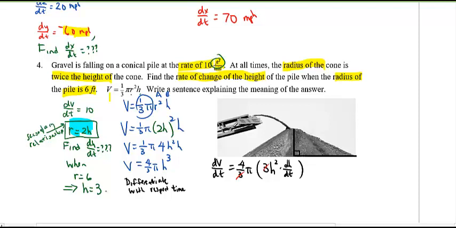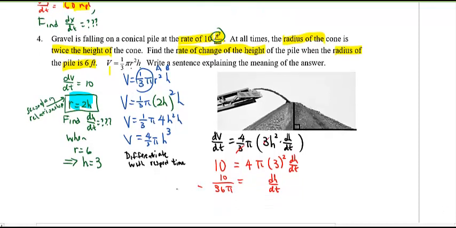Those 3's are nice. One's in the denominator, one's in the numerator. Goodbye. I'm going to now substitute in the values. dV/dt, yes, is 10. 4 pi. h, oh yes, that's 3, so 3 squared. And now we're left with just dh/dt. Beautiful. And if I wanted to solve for dh/dt exactly, I'll just take 10 and divide that by, what's this? 3 squared is 9. 9 times 4 is 36, so this will be 36 pi. Or if you want me to simplify, that's equivalent to 5/18 pi.